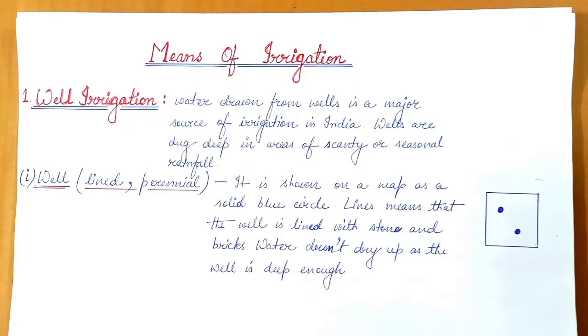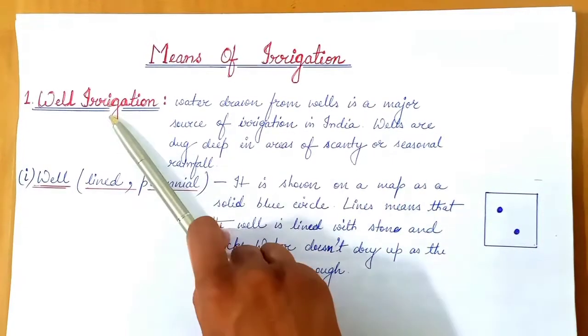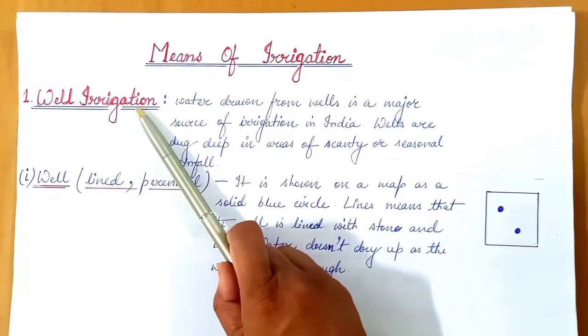Good morning students. In this module we will learn about the different means of irrigation that we find in a topographical sheet. So the first one and the most common is well irrigation.